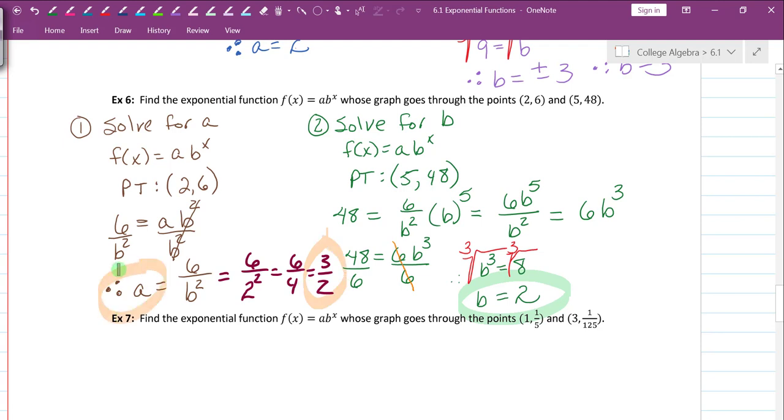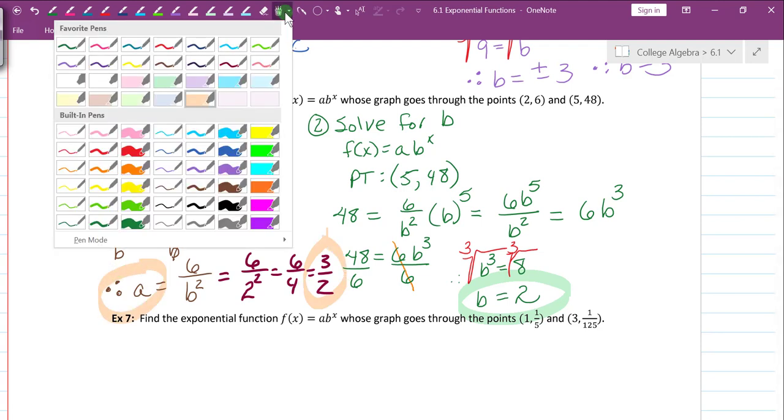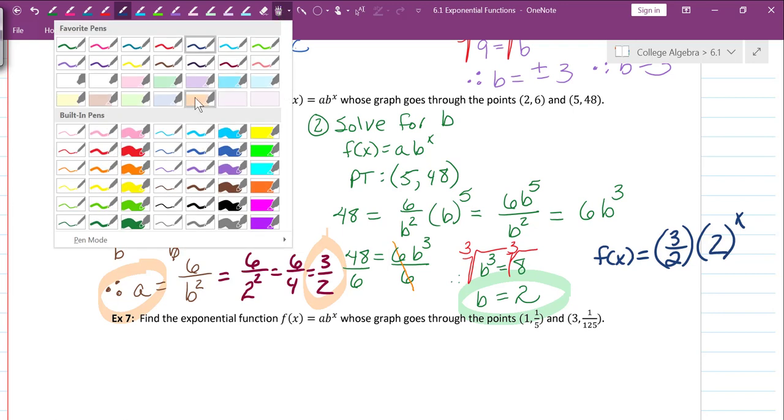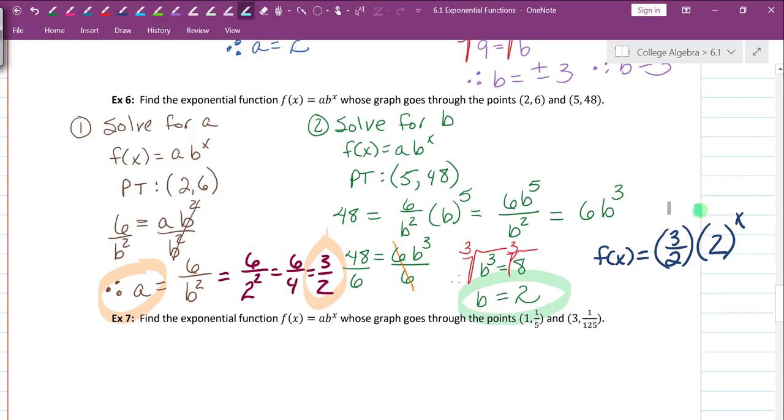So now we need to put it all together for our last part. And I can say that f of x is equal to a, 3/2, times b, 2 to the x. Okay, the exact same form as what I've put over here. And then let's make sure we circle our final answer right here.